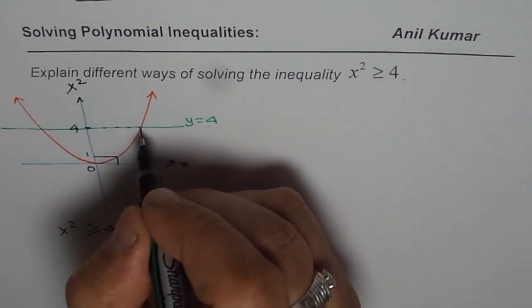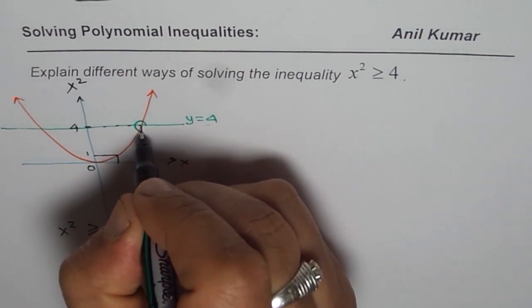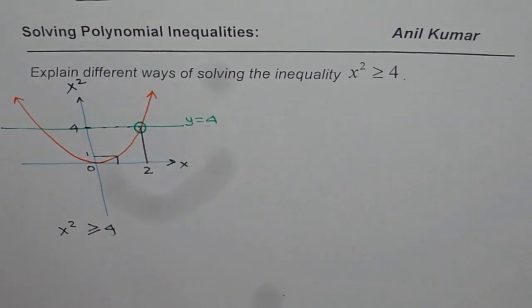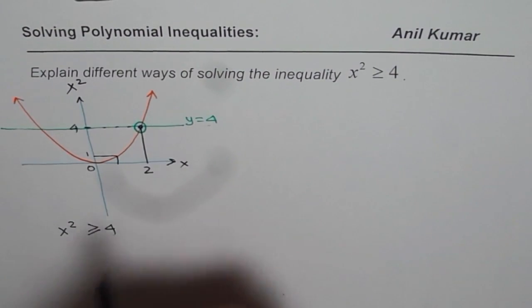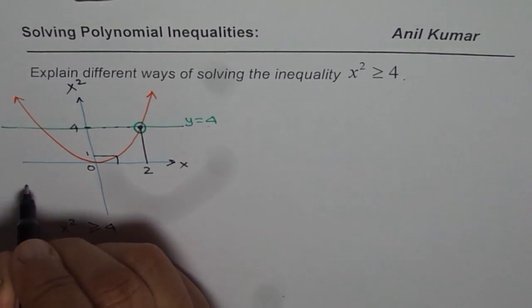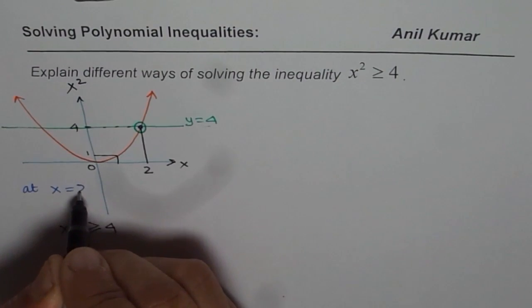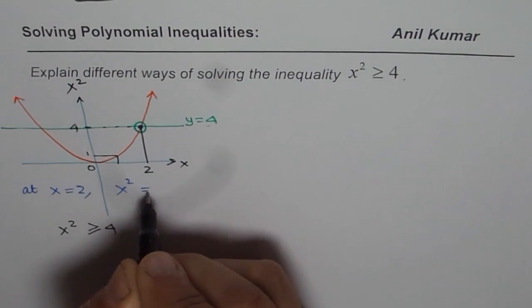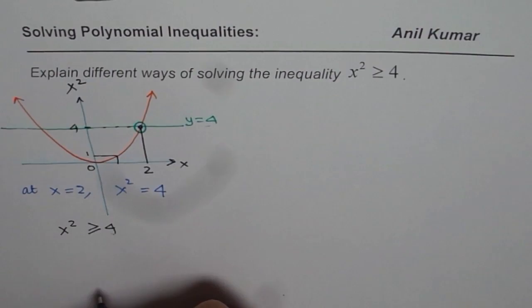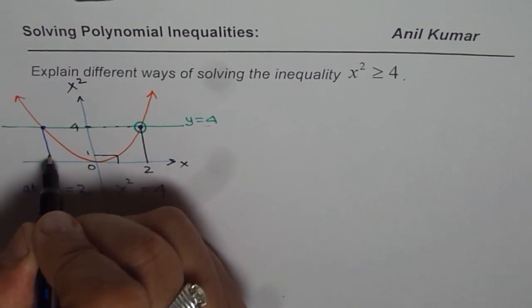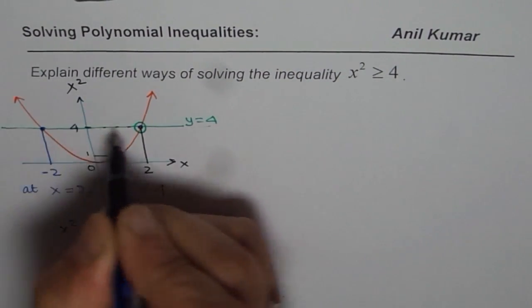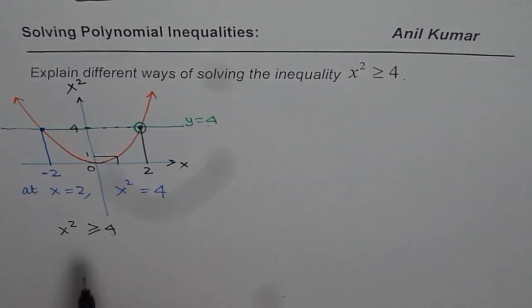Now wherever these two graphs intersect, at that point both are equal, correct? So this point is where both are equal, at 2. So from here we can say that at x equals 2, x squared is equal to 4. We also notice that at x equals minus 2 also, it is equal to 4, right? So we get one part of the solution, which is for the equal to sign.